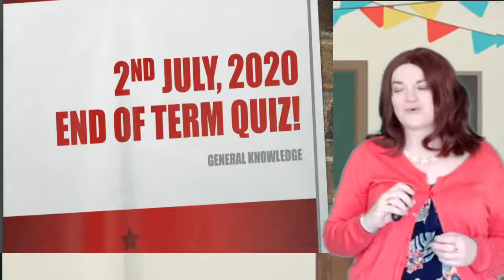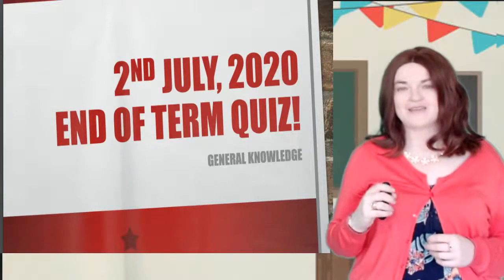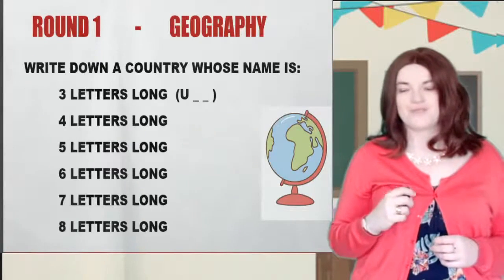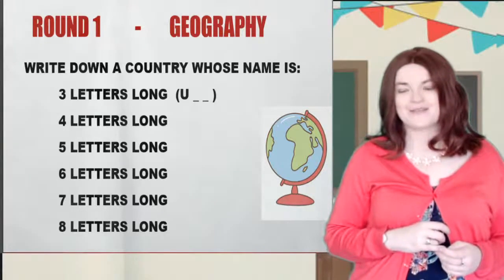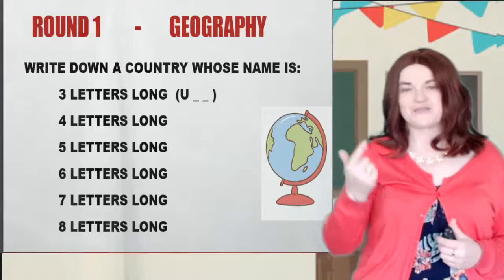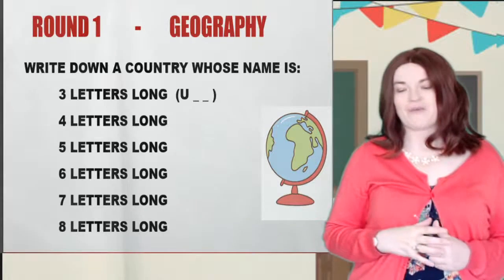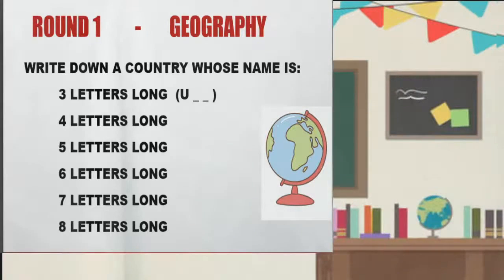Right. So, I'm going to give you a minute and a half. And your first task is, round 1, write down a country whose name is, so the first one's 3 letters long, next one's 4 letters long, 5 letters long, 6, 7 and 8. So I'm going to give you a minute and a half. Alright? Good luck!